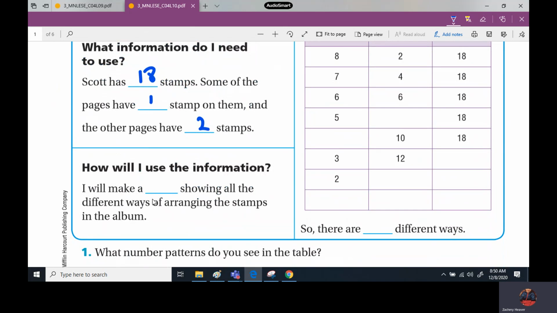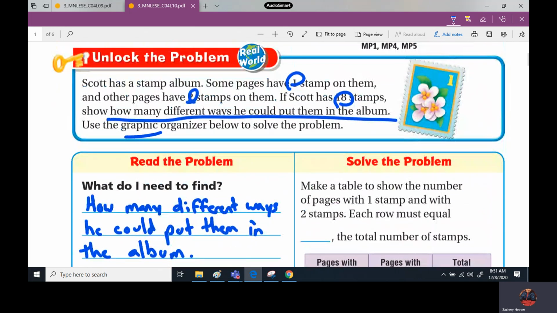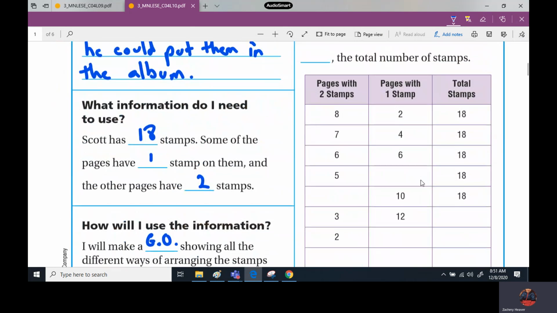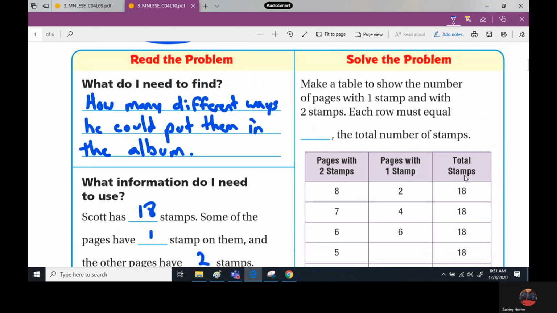How will I use this information? I will make a graphic organizer showing all the different ways. I'm just going to put G-O, because I don't have room. And this is what a graphic organizer looks like. Look at this big chart. It says make a table to show the number of pages with one stamp and two stamps. Each row must equal 18 stamps. Can't go over 18, can't go under 18, because he has 18 stamps.